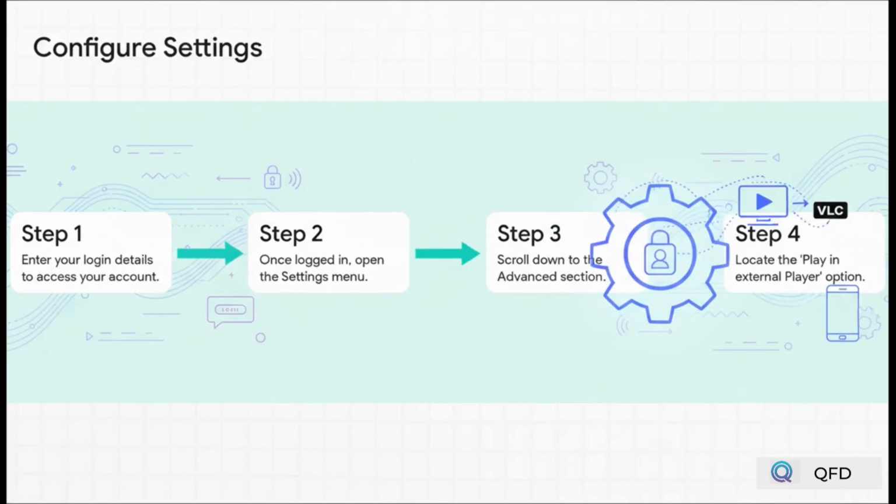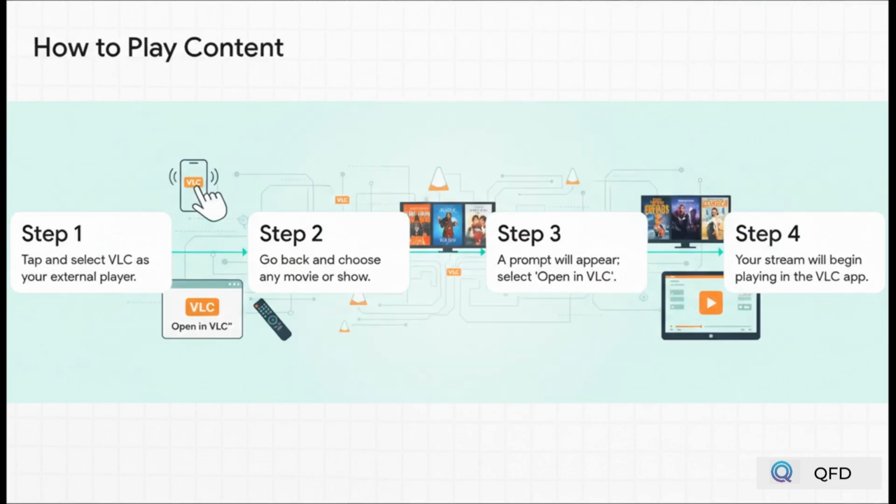After you're logged in, pop open the settings. We're looking for the Play in External Player option. Just tap and select VLC. Now, when you pick a show, it'll open right up in the VLC app.